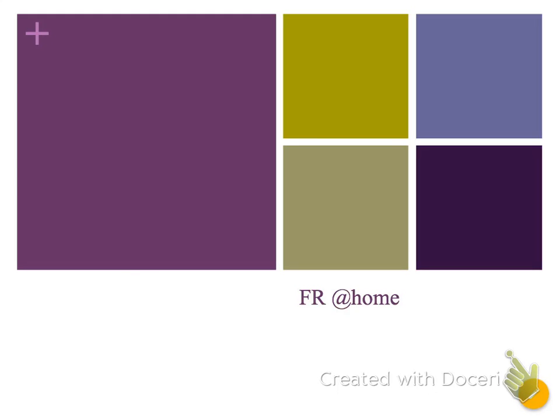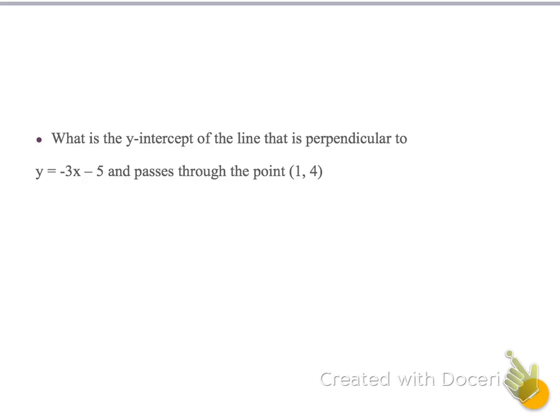So this is your final review video over all of semester 1. What is the y-intercept of the line that is perpendicular to this equation and passes through the point (1, 4)? So we're looking for the y-intercept. We're talking about perpendicular. Parallel lines always have the same slope. Perpendicular lines have opposite reciprocals. So right now my slope is -3. So my slope is now going to be the opposite, positive, and the reciprocal of 3 is 1 over 3, so now my slope is 1 over 3.